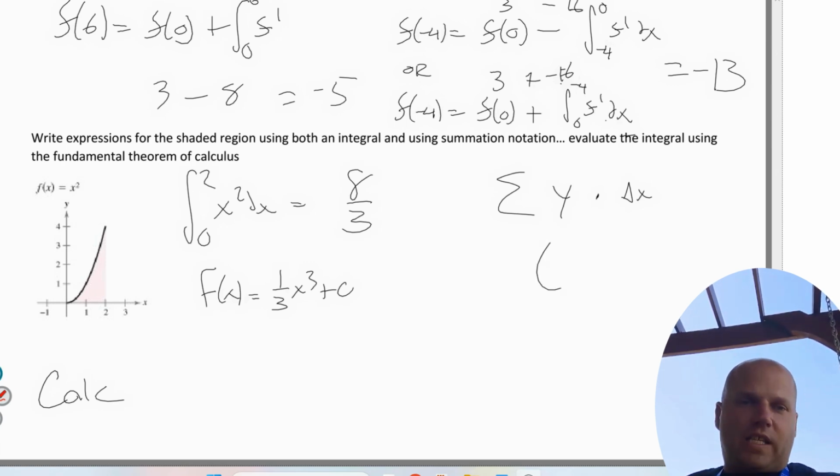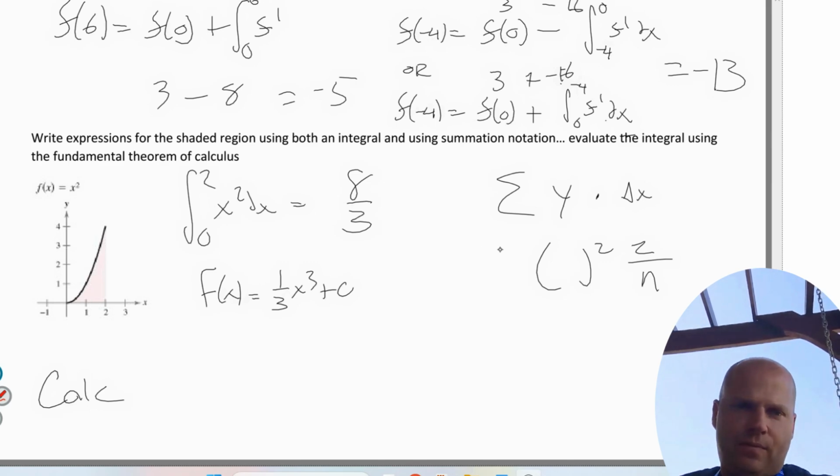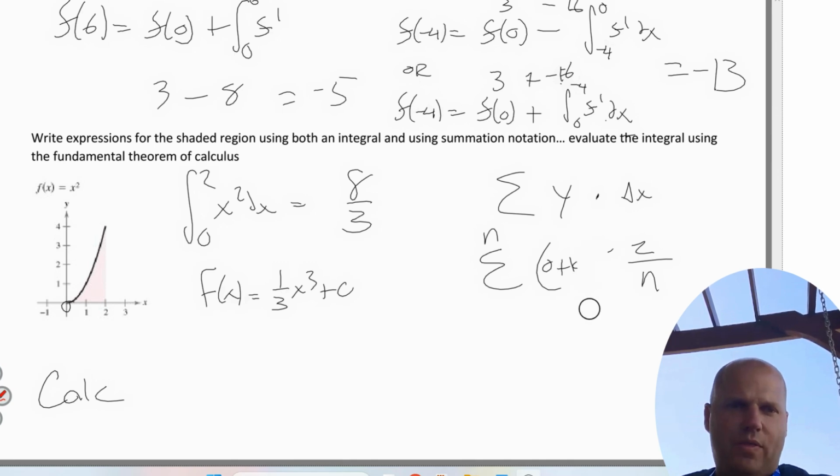The y's come from x values being squared. The x's takes my interval of 2 and splits it over n objects. So however many objects that I have, I gotta have n objects. Well, what are my x's that I square? Well, I start them at 0, and I add some multiple of my width.